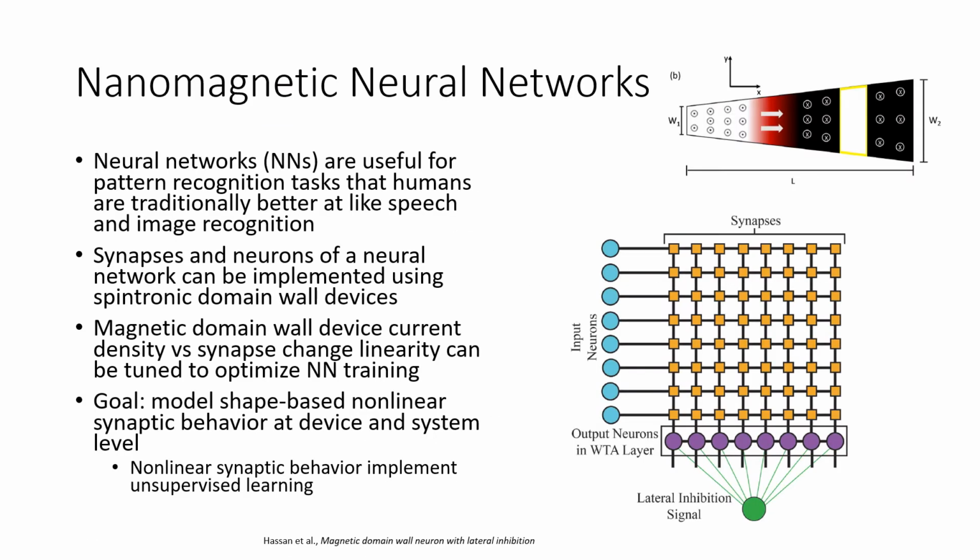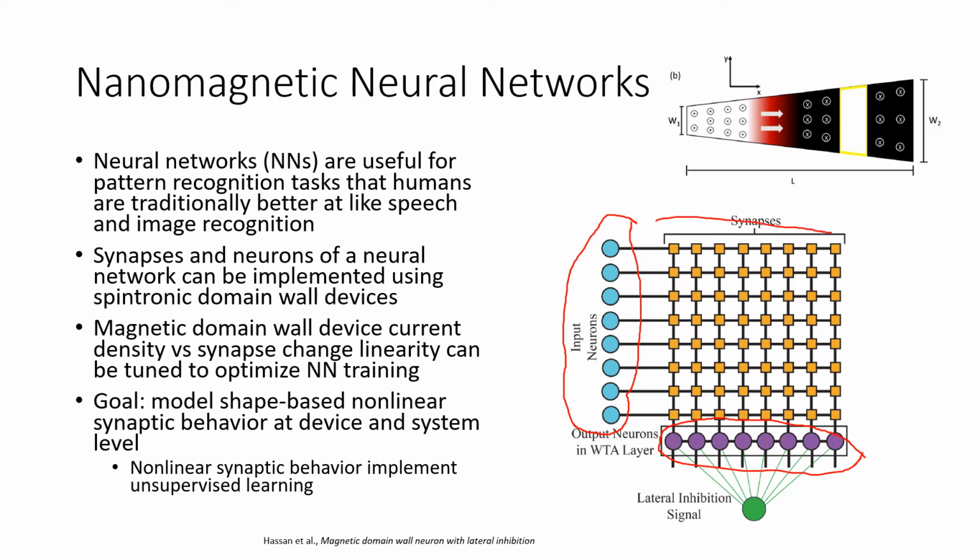The main motivator for my project is neural networks, which is a software algorithm that is useful for pattern recognition tasks that humans are traditionally better at, like speech and image recognition. And there's some effort to reproduce this in hardware. So the two main components of a neural network are the neurons and the synapses. The input neurons essentially take in information from your environment to input into your system, and the output neurons output results that you would base your decision off of.